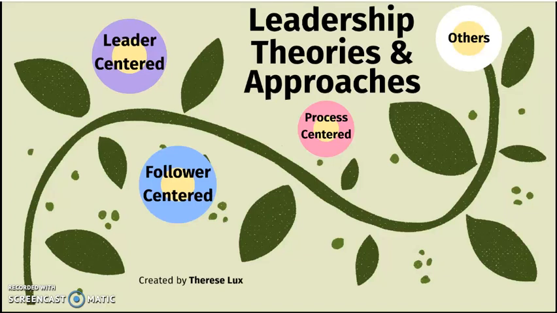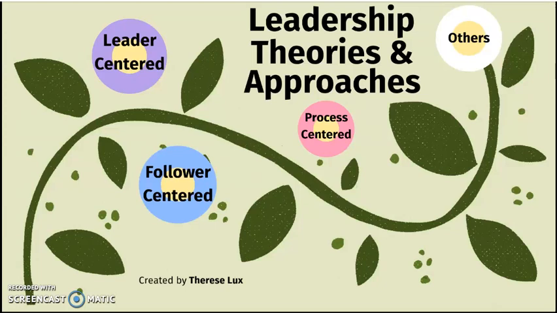For my concept map, I used this image of a plant to represent growth and leadership. Initially, I had 14 separate flowers in one garden, but I think that this image better illustrates and organizes the connections between these theories and approaches. I will highlight one theory or approach in each of these groups: leader-centered, follower-centered, and process-centered. Then I will discuss some additional leadership information.